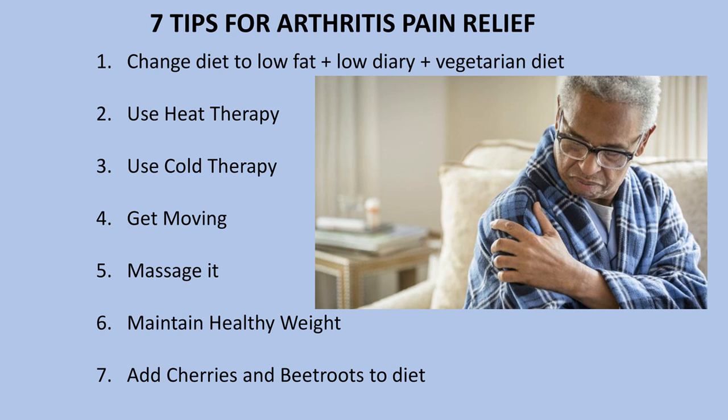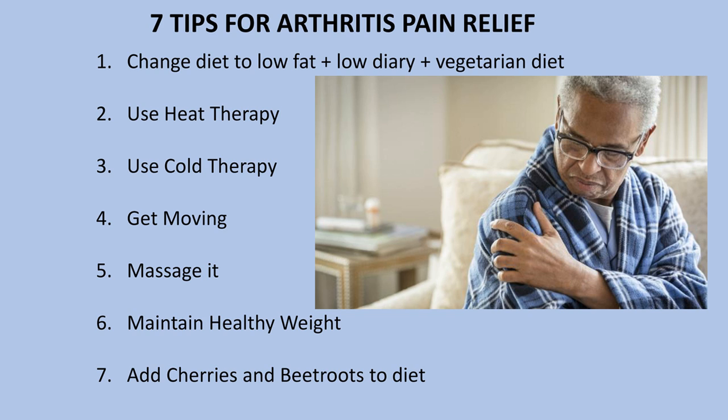Okay, so the final point: add cherries and beetroots to your diet. Taking cherries and beetroot capsules reduces inflammation levels in your body and can help decrease arthritis pain. To have an alleviating effect on your joints by eating them, you'd have to eat probably 1 kilogram of cherries and 1 kilogram of beetroot every single day, which is impossible.